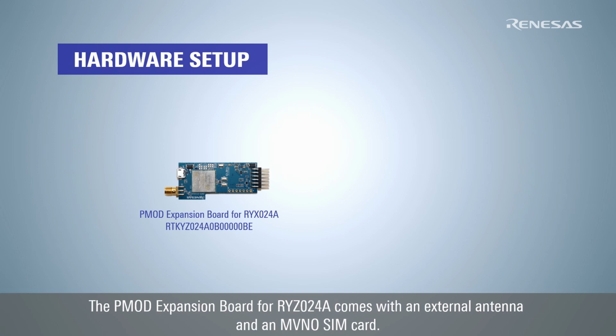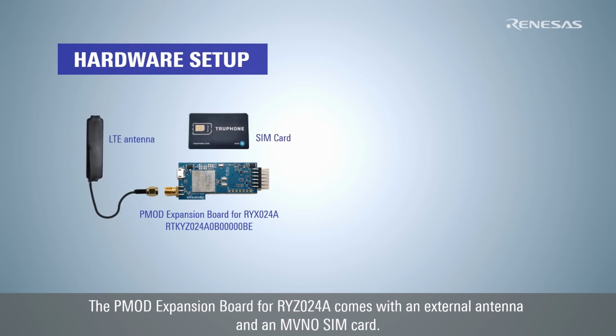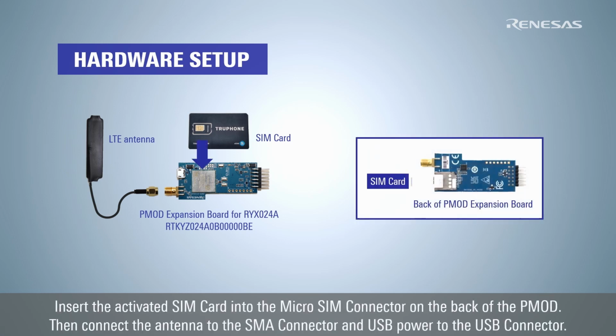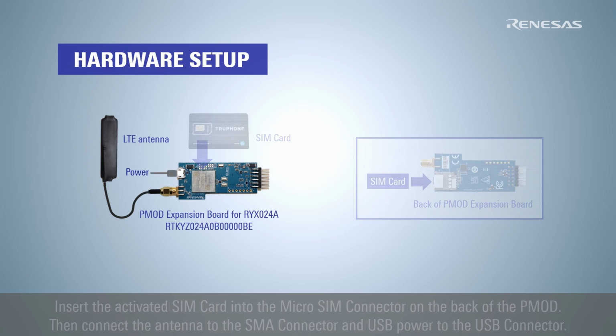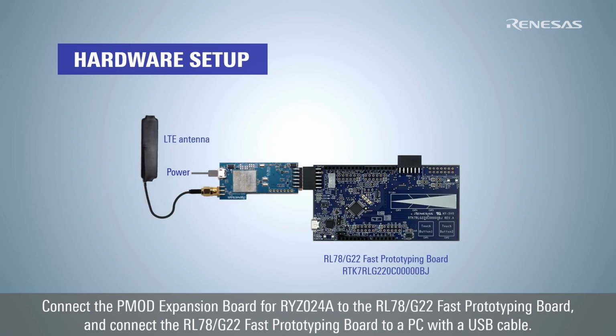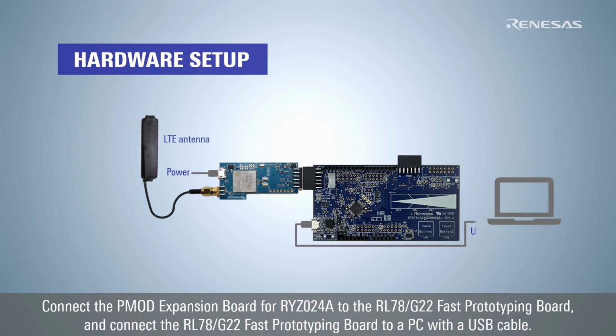The PMOD expansion board for RYZ024A comes with an external antenna and an MVNO SIM card. Insert the activated SIM card into the microSIM connector on the back of the PMOD. Then connect the antenna to the SMA connector and USB power to the USB connector. Connect the PMOD expansion board for RYZ024A to the RL78G22 fast prototyping board and connect the RL78G22 fast prototyping board to a PC with a USB cable.